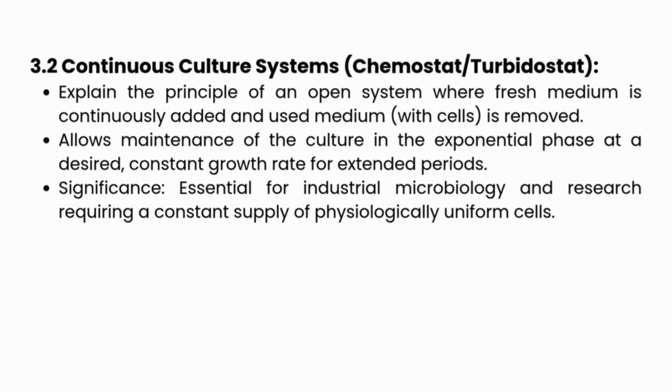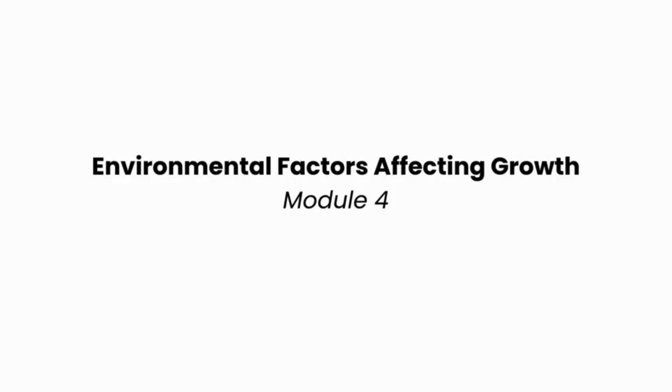Continuous culture systems, chemostat/turbidostat. Explain the principle of an open system where fresh medium is continuously added and used medium, with cells, is removed. This allows maintenance of the culture in the exponential phase at a desired, constant growth rate for extended periods. Significance: essential for industrial microbiology and research requiring a constant supply of physiologically uniform cells.